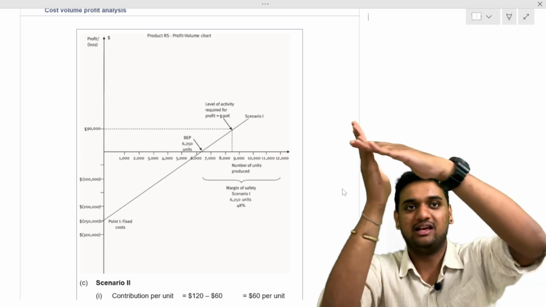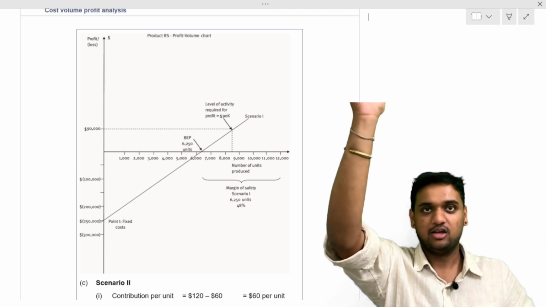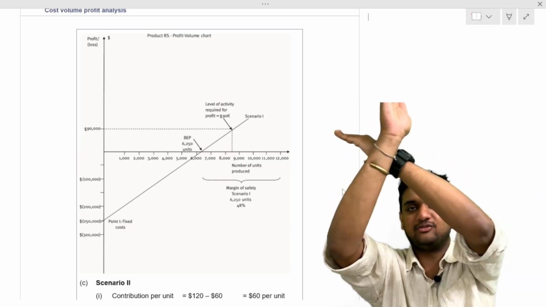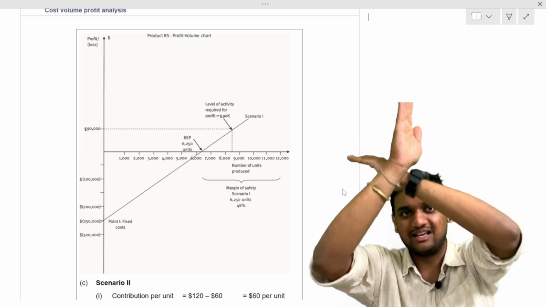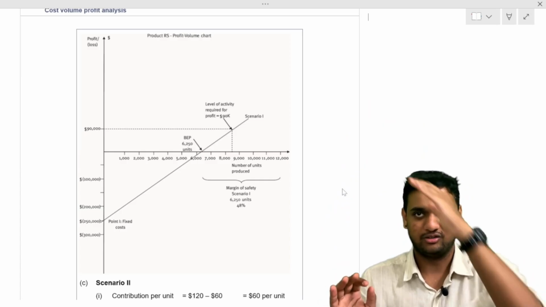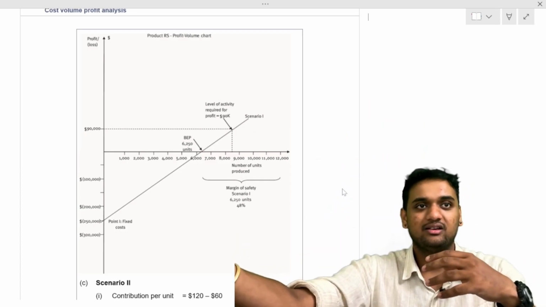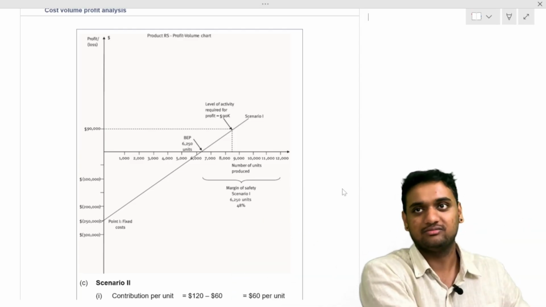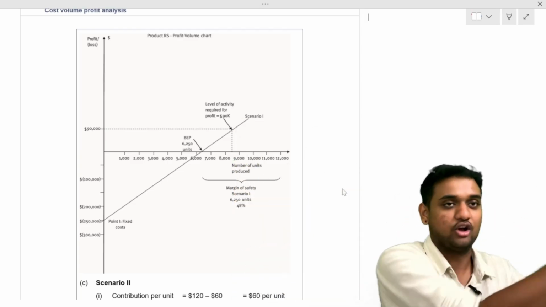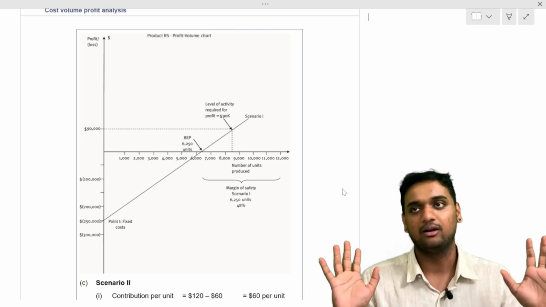Your sales will go like this, your total cost will go like this. The place where your total cost and your sales meet is called break-even point, BEP. That is your sales. Now, how much you sold is equal to how much is your cost. So, whatever you sold, you get an amount, that is your cost. So, that is your break-even point.